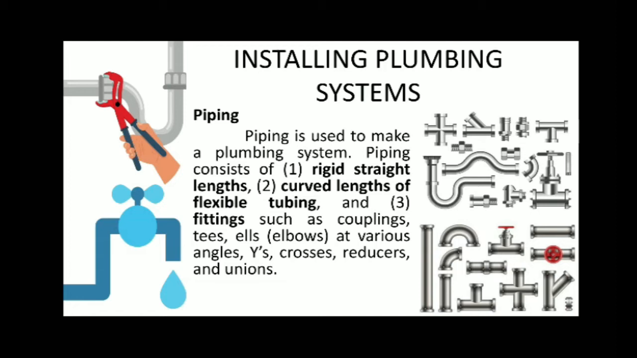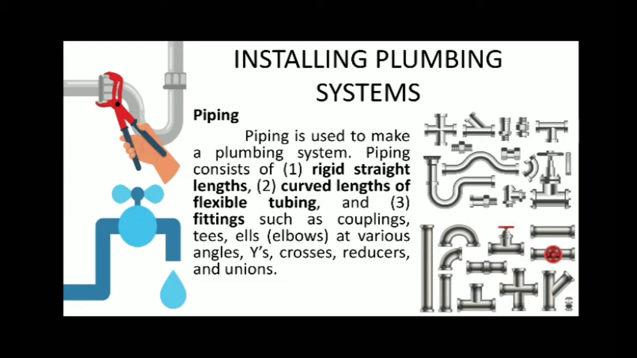So ito yung mga curve at certain angles na pero at the same time ay flexible pa rin. And lastly, there are what we call the fittings, which consists of couplings, tees, elbows, reducers, and so on. Sila yung mga pieces na ginagamit sa pagdudugtong ng dalawang pipes at certain points within the system.